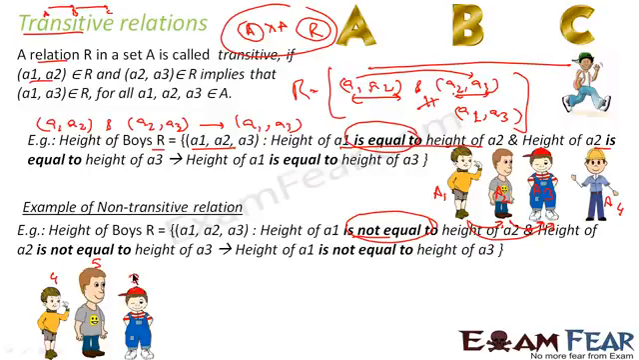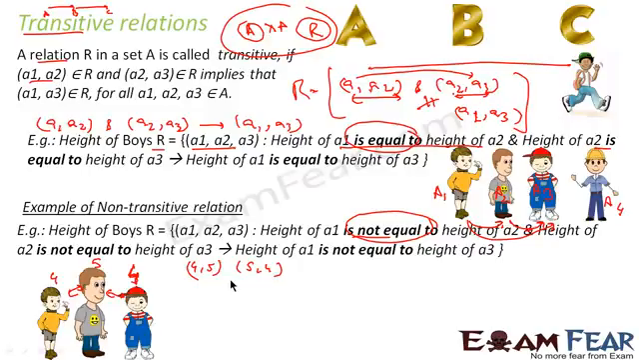Now, or let's suppose this is 4 only actually. This is 4. I'll tell you why I didn't take 3. Now, when I say that height of A1 is not equal to A2, it means 4, 5 will form a pair. Similarly, height of A2 is not equal to A3, this guy will also form a pair because the heights are not equal. So 5, 4 will also form a pair.